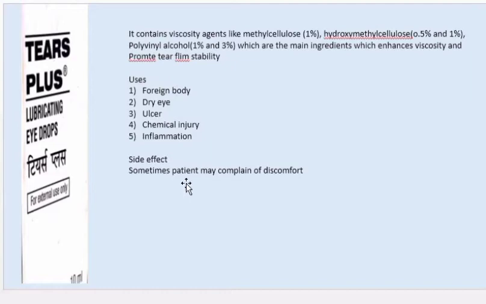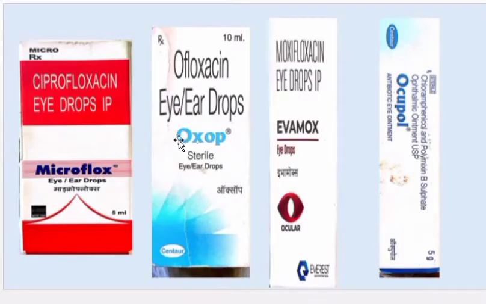And some side effects like discomfort. As I said, you can write discomfort for almost all drugs that are used topically in the eyes. So that's what is important from here. So the next drugs will be like ciprofloxacin. Obviously by looking at these names I'm 100% sure that you must have guessed it. So these are antibiotics. These were the drugs that were shown to us: ocupol, moxifloxacin, ofloxacin, ciprofloxacin.